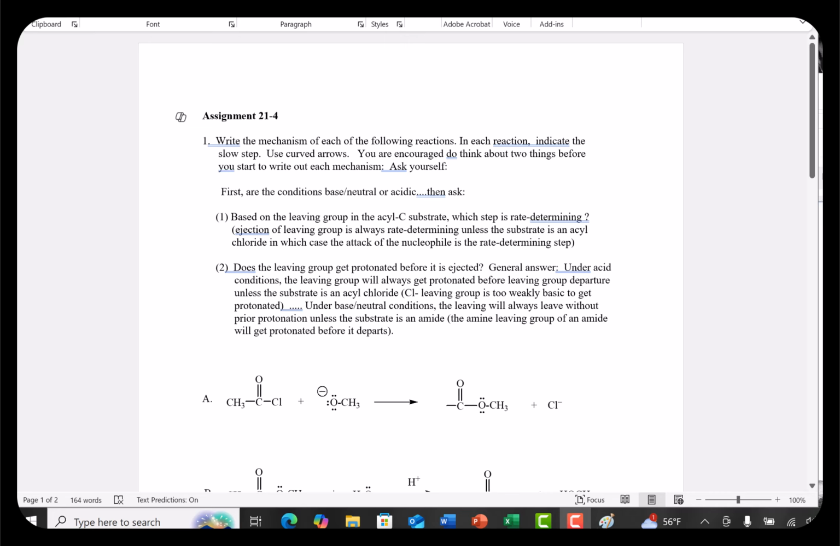Okay, this is assignment number 4 for chapter 21. This assignment is all about the mechanism of the acyl carbon substitution reaction. So the instructions here have some clues. Let's read it over. It says, write the mechanism of each of the following reactions, and for each reaction indicate the slow step. Now, it's very important when you write the mechanism of any reaction that you identify the slow step, assuming that it's known.